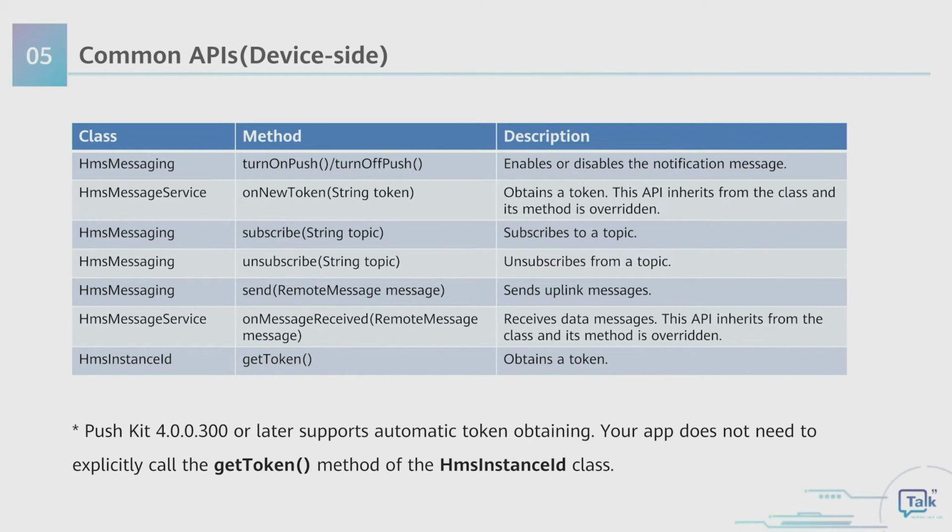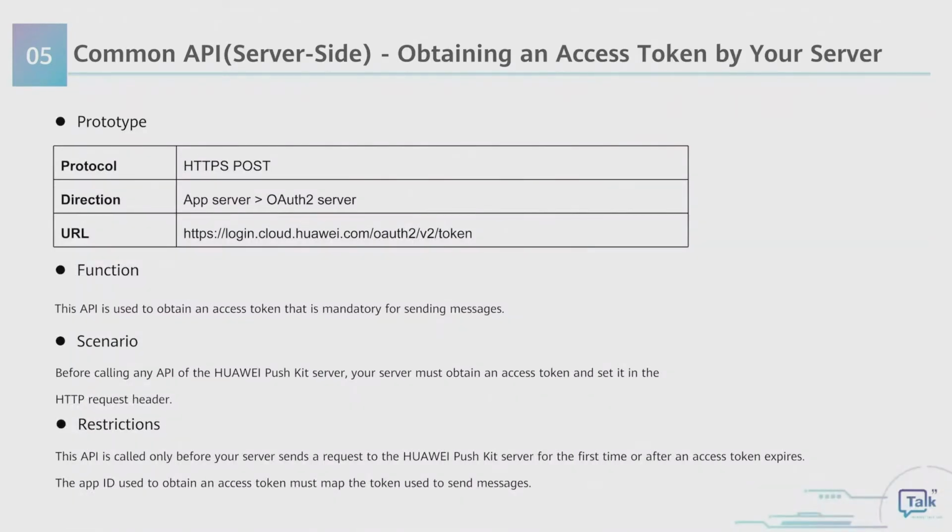On the server side, we have the token API to obtain the access token to the push server, which is mandatory. For security purposes, the app's server would first need to obtain the access token from our OAuth2 server so that the access token can be used for the subsequent actions, like sending messages.